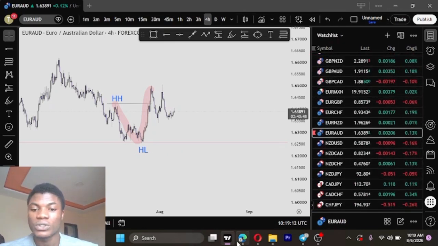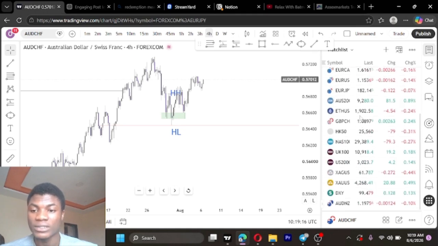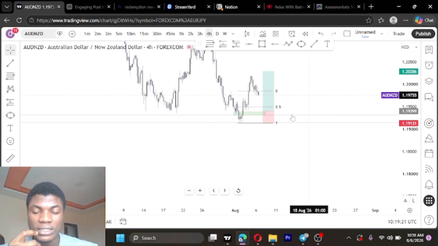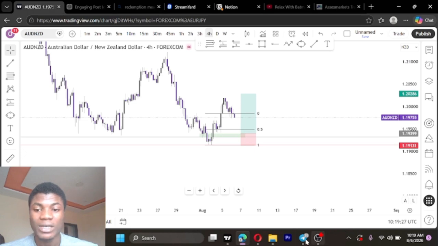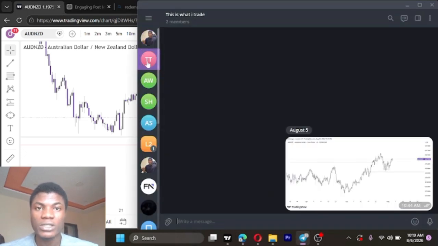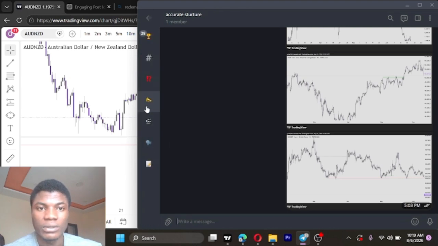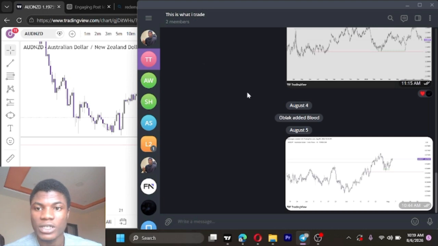Which other pair should we use? And I think we have something on them. You see, I'm even using pairs that need to play out as examples. And look at this AUD NZD. After this, I'm going to use a clear chart example that played out. Guys, look, there's something I've been doing on my chart, and this is so much helpful.